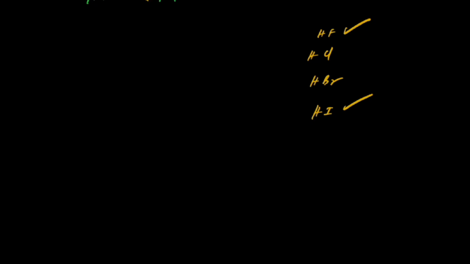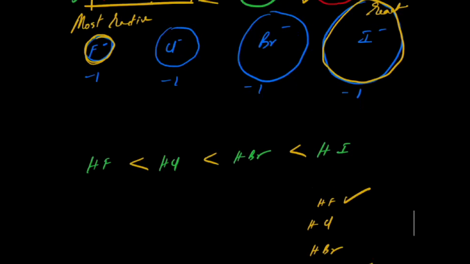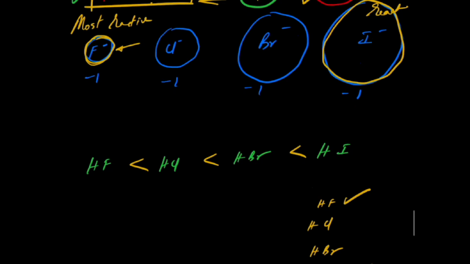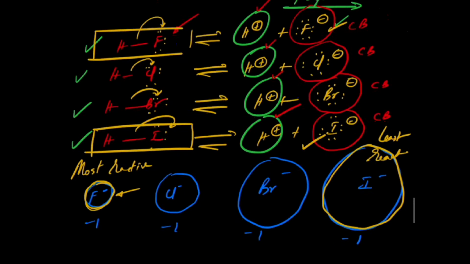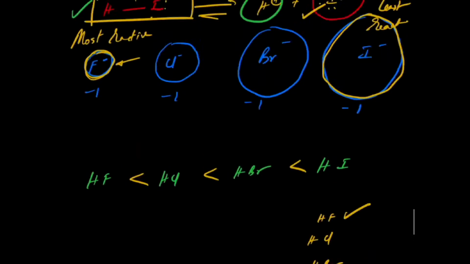The conjugate base I minus was the most stable because it was the largest, and the negative charge was dispersed over a large volume. That's why it is not very reactive. Whereas F minus is small, and the negative charge is concentrated in a smaller volume. That's why it's more reactive. This is very important: acid strength is always measured based on the stability of the conjugate base.